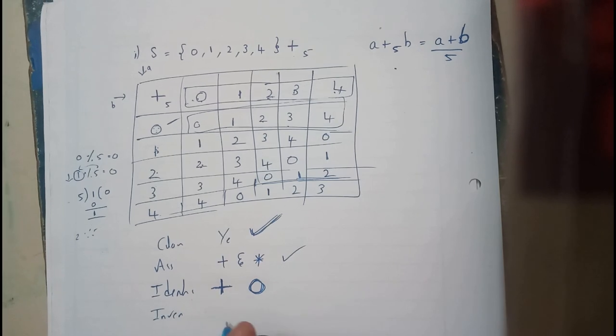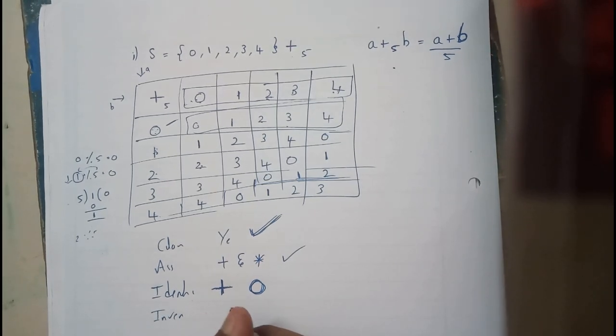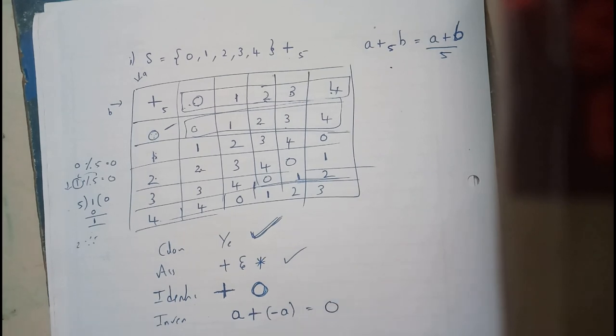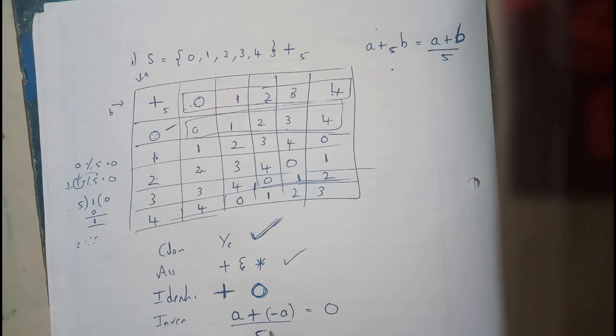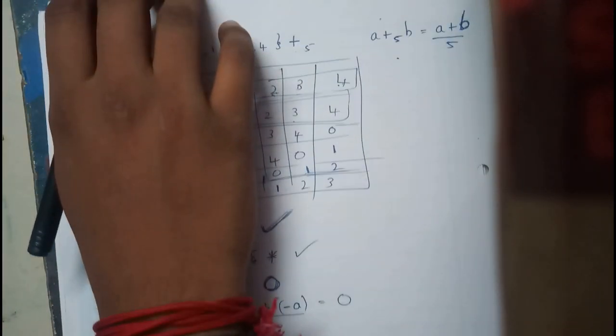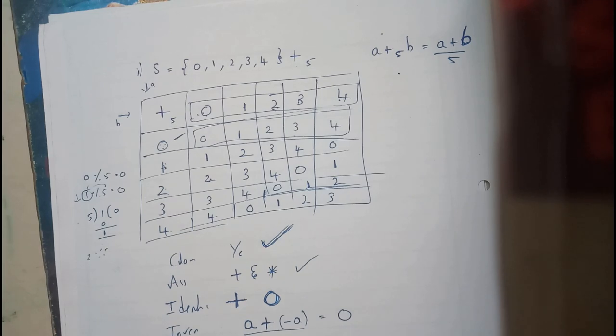Inverse is nothing but, I have told you, let us take the A values. A plus the inverse of A is equal to 0. Right guys? But here there is a small thing. You are not adding directly. Plus modulo 5 is the key. So A plus the inverse of A, modulo 5, is equal to 0. You'll not be doing any kind of crazy things, just a small trick.